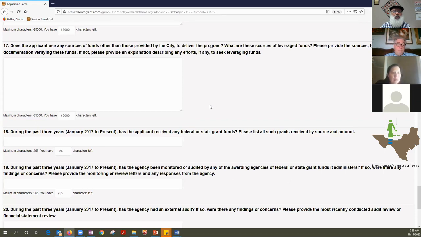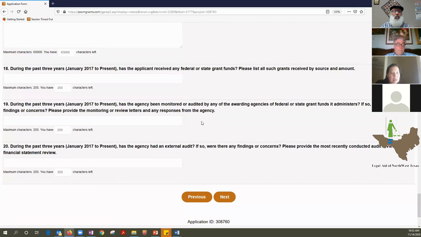Question 20, during the past 3 years, has the agency had an external audit? If so, were there any findings or concerns? Please provide the most recently conducted audit review or financial statement review. So again, they're looking for your financial records. Do you have these kinds of records in place, which demonstrate you have more organizational capacity, and they can review that as part of your grant application submission.